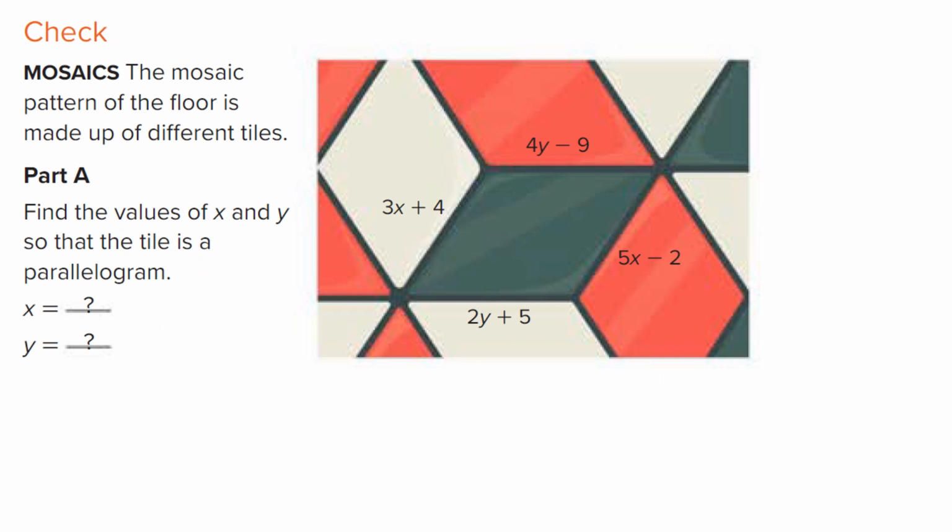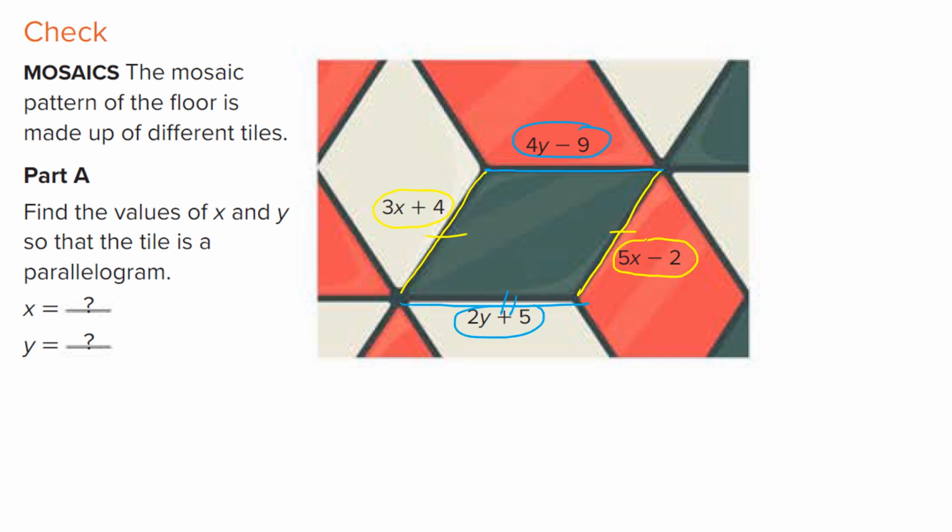Let's solve this question now. The mosaic pattern of the floor is made up of different tiles. Now this tile looks like a parallelogram. I'm going to highlight the tile with yellow color. This one, the side length is 3x plus 4. This one, the side length is 5x minus 2. Because it is looking like a parallelogram, these two sides have to be congruent or equal. And similarly, the other two I'm doing with blue: 4y minus 9 and 2y plus 5.